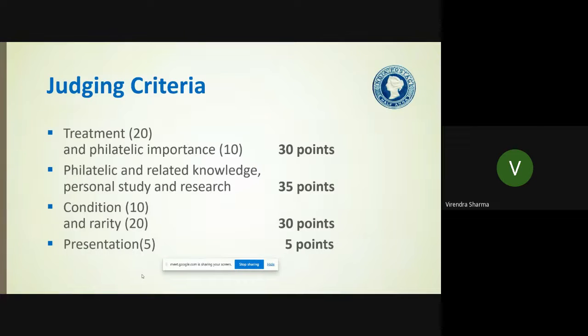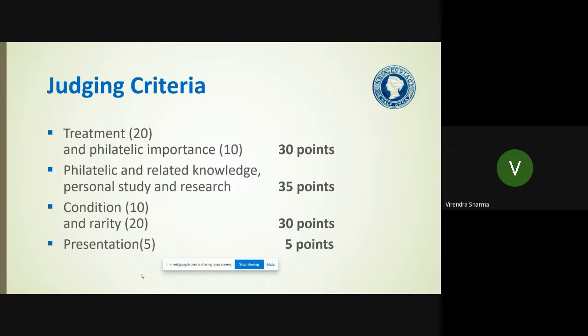Now these are the judging criteria. I believe everyone is aware of it. In most of the categories, apart from thematic and youth class, this is the judging criteria. Treatment is 20 and philatelic importance is 10, altogether 30. Philatelic and related knowledge, personal study and research, 35 points. Condition and rarity is altogether 30, presentation is total 5.